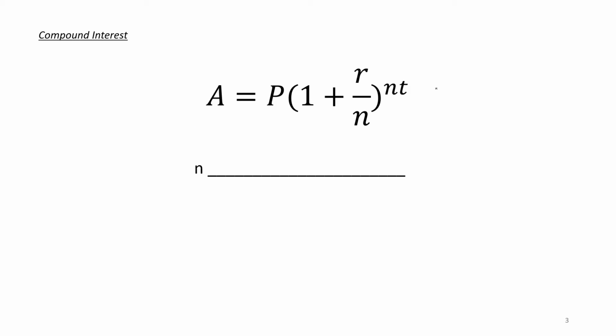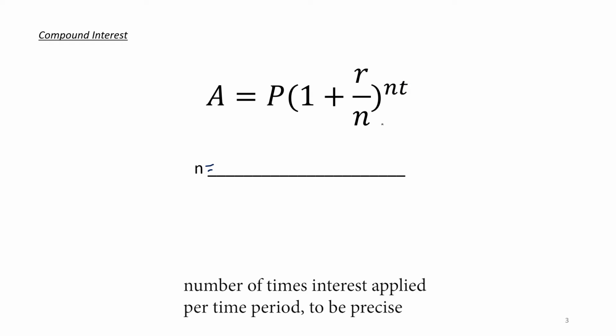And all of the other variables are the same, but there's a new one, n. N is the number of times that you compound the interest per t. So a very common one is that something is compounded monthly. So, well, let's write this first. Times compounded per t. Forgive my handwriting, the tablet's difficult to use.